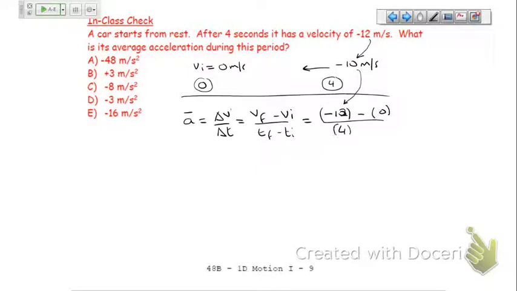That's 4 minus 0. So that's going to be minus 12 over 4. My average acceleration equals minus 3 meters per second every second. Did I get that right? Cool.